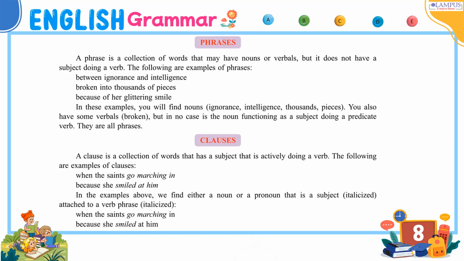Clauses. A clause is a collection of words that has a subject that is actively doing a verb. The following are examples of clauses. When the saints go marching in. Because she smiled at him. In the examples above, we find either a noun or a pronoun that is a subject, italicized, attached to a verb phrase, italicized. When the saints go marching in. Because she smiled at him.